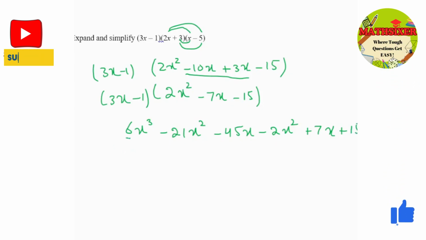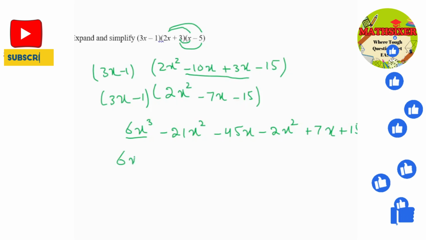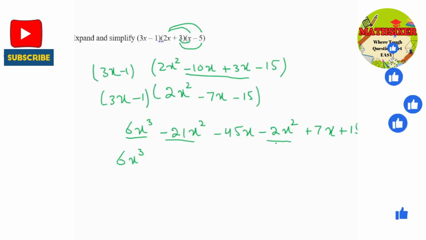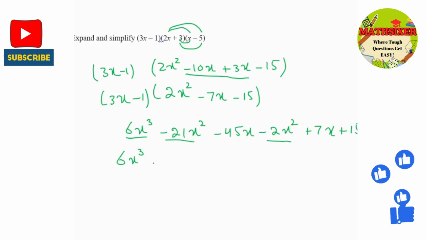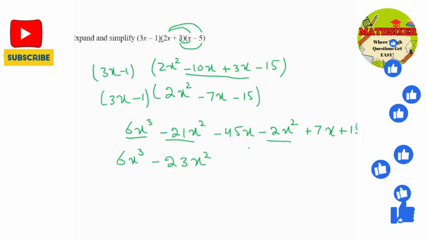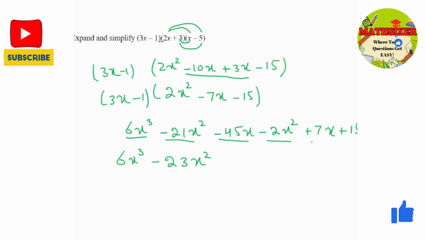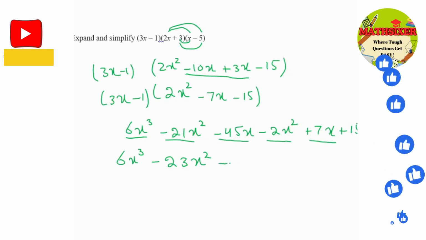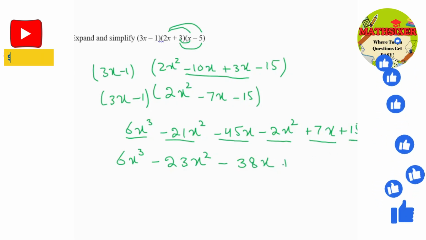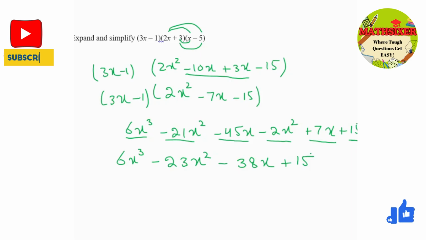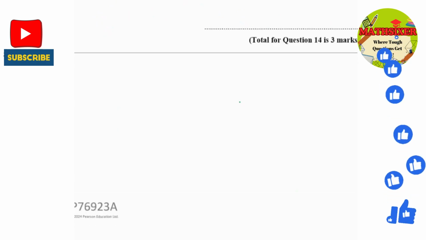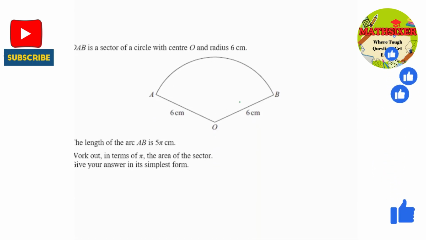Now we're going to combine the like terms. So we have 6x cubed, so this is minus x squared and this is minus x squared. That gives us minus 21 minus 2 is minus 23x squared. Then we have minus 45x plus 7x, that gives us minus 38x, and for the constant term we have only one term, which is 15. So it is a 3 marks easy question. Okay, let's move on to the next one.